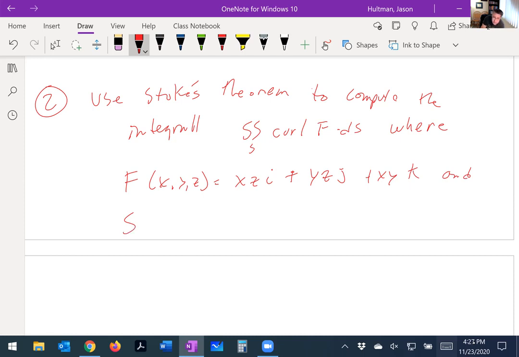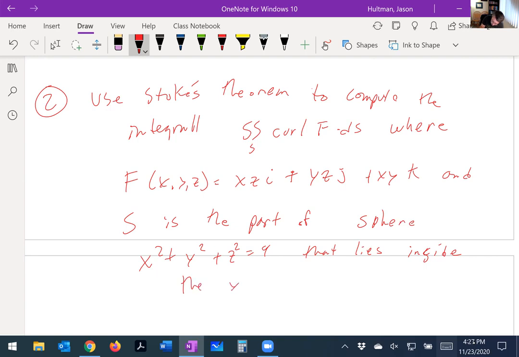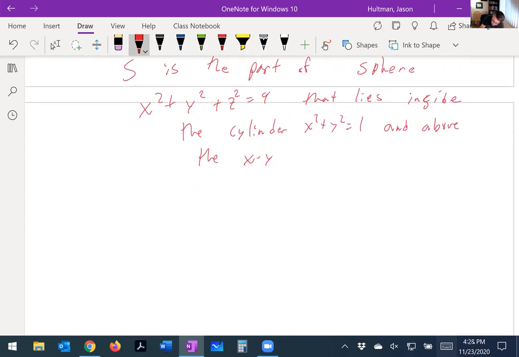And S is the part of the sphere x squared plus y squared plus z squared equals 4 that lies inside the cylinder x squared plus y squared equals 1, and above the xy plane.